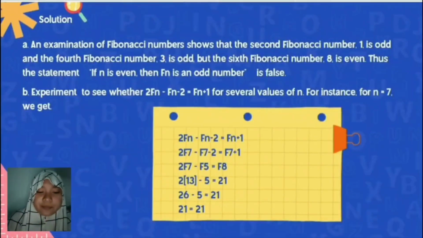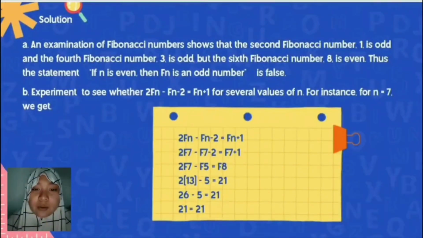Sa baba naman, paano naging 13? Okay? Ang 13 na to galing sa Fibonacci numbers. Yan yung ginawa natin. Paano natin malalaman kung ano yung Fibonacci number ng 7? So, it's 13, di ba? Kasi ang 6th is 8. So, 13 ang pang-7. Kaya naging 7 dito.